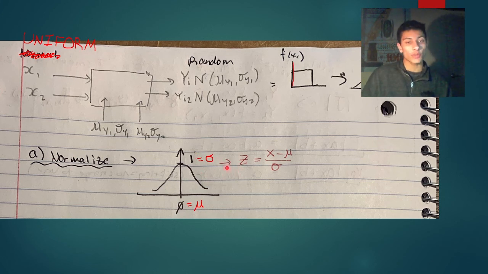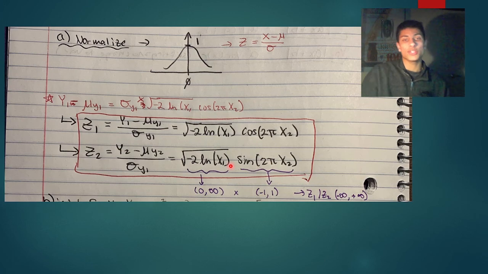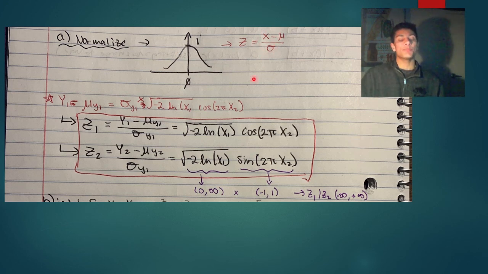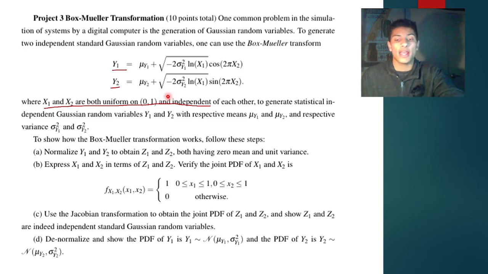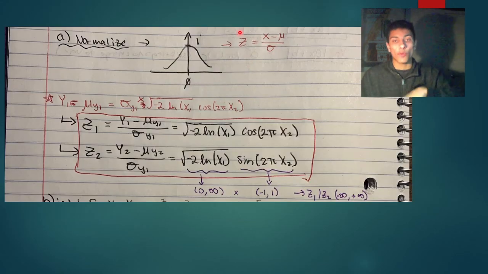So given this, we already know the equation for the z-score of a normalized Gaussian distribution is going to be z is equal to x minus the mean all over the standard deviation. The first part of this question asks us to find z1 and z2 in terms of x1 and x2. In order to do that, all we have to do is take these equations that were given for y1 and y2 and rearrange them into this form to isolate for z. So that's exactly what we do here.